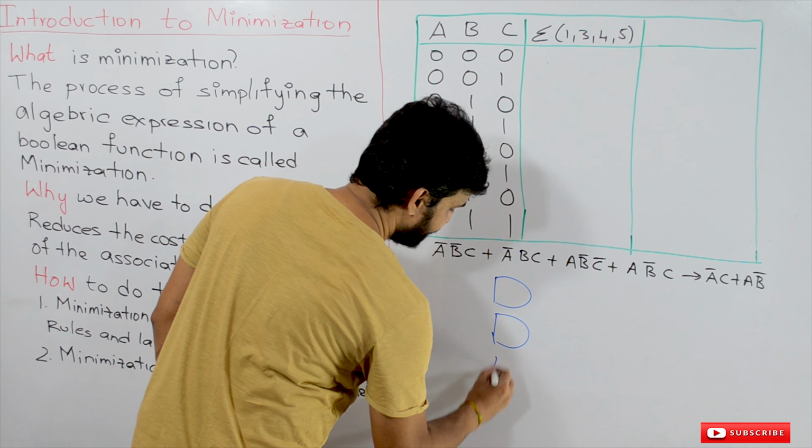So this is going to be for 0 0 0 0 0 1. See here, the function is Σ(1, 3, 4, 5), which means that this is a 3 input circuit, and 1 3 4 5 means this is the boolean function. This function is represented in this SOP.